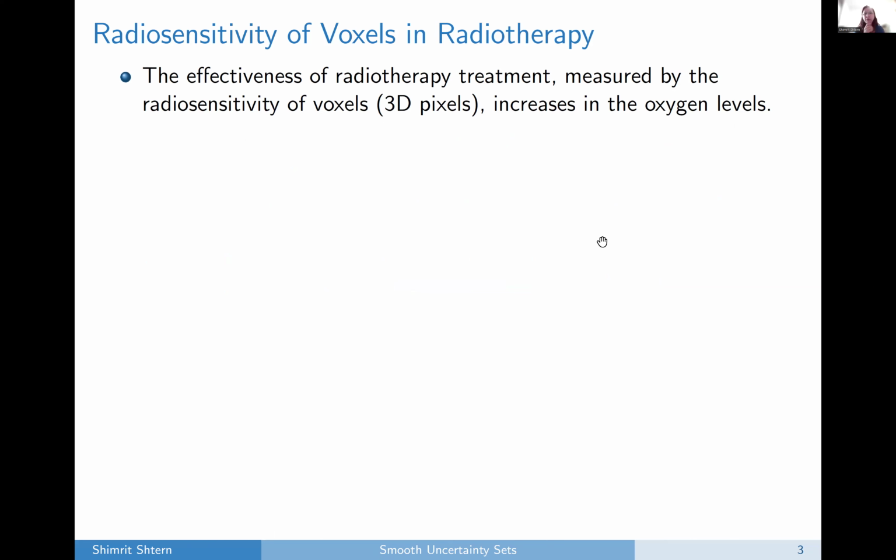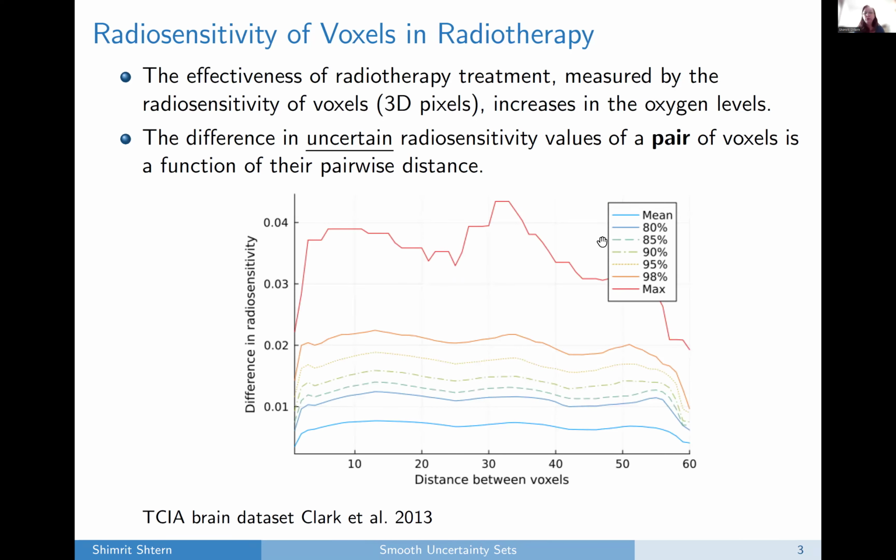In order to give a bit more of a real-life motivation, I want to go to an application that we will also talk about later, radiosensitivity of voxels in radiotherapy. Basically, in radiotherapy, we want to radiate a tumor, and the effectiveness of our radiation depends on biological conditions such as oxygen level, which we measure by something called radiosensitivity. Here we took actual data from work by Clark et al. for a specific patient. We look at two voxels. Voxels are just three-dimensional pixels, in this case of a brain. We measure the distance between the voxels versus the measured difference between the radiosensitivities.